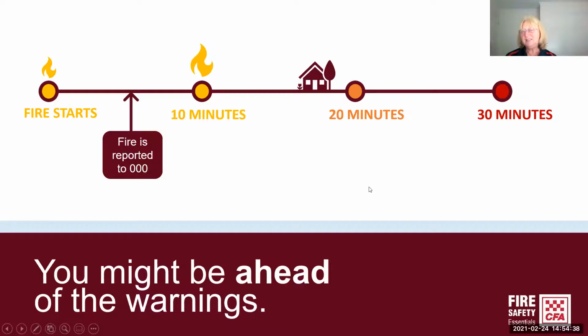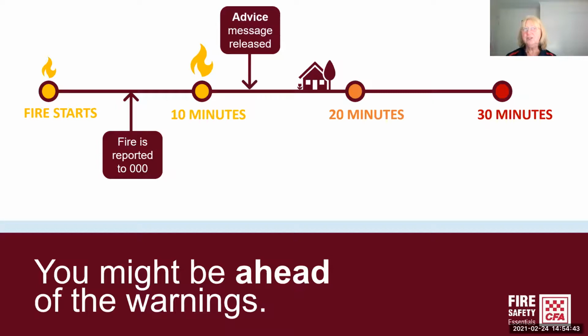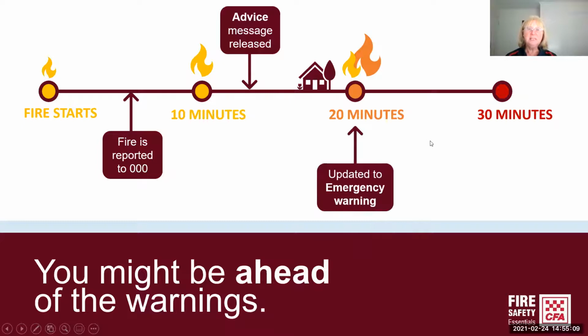Now that's your house. You're sitting in your house on a hot, windy day. You're watching TV, you've got your curtains closed, and you receive an advice message. Remember, the advice message was just to find out what's going on. But by the time you receive your advice message, you need to act, because by the time 20 minutes has come, the fire is past your place. You haven't even got a watch and act message. You'll receive an emergency message, but only after the fire has passed your place.